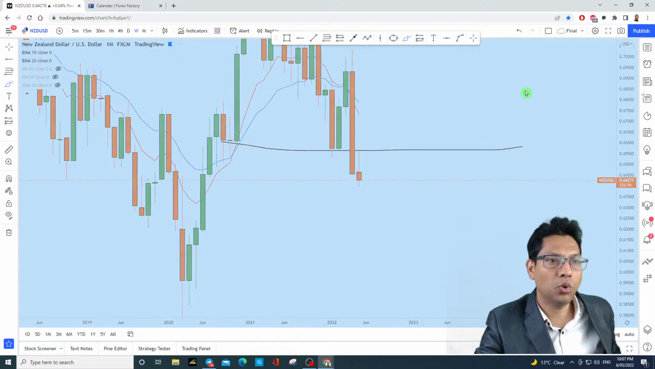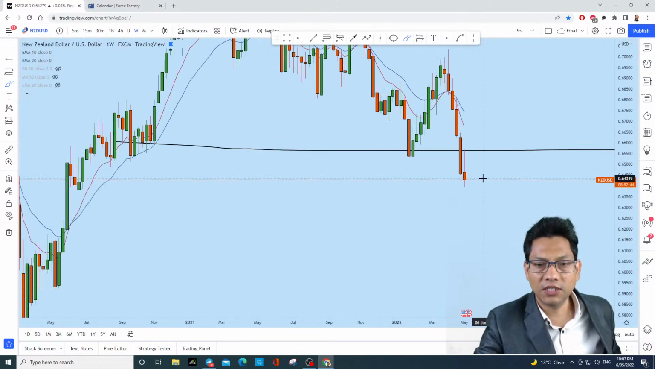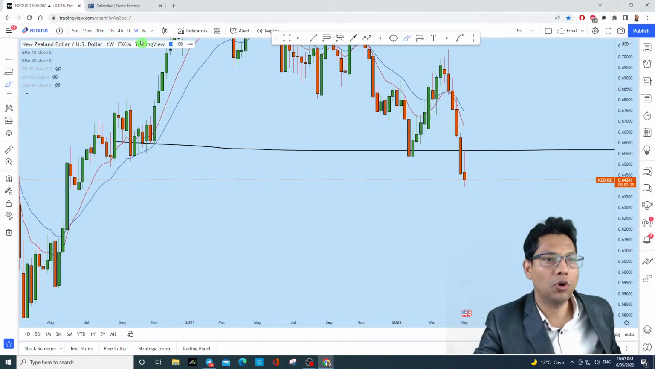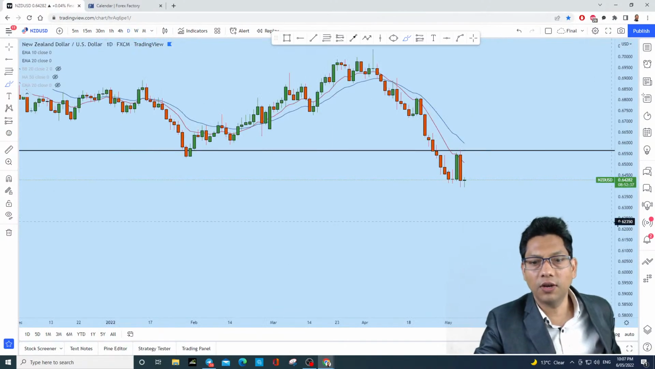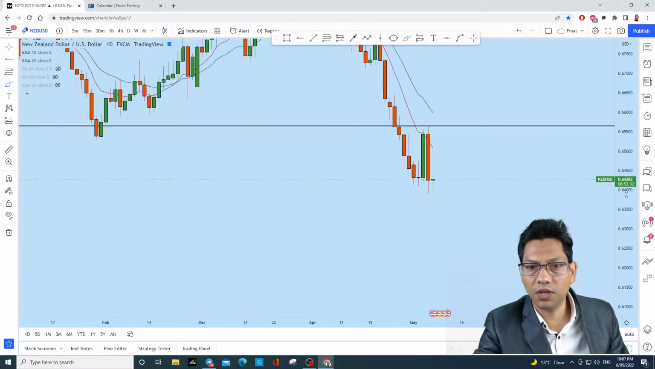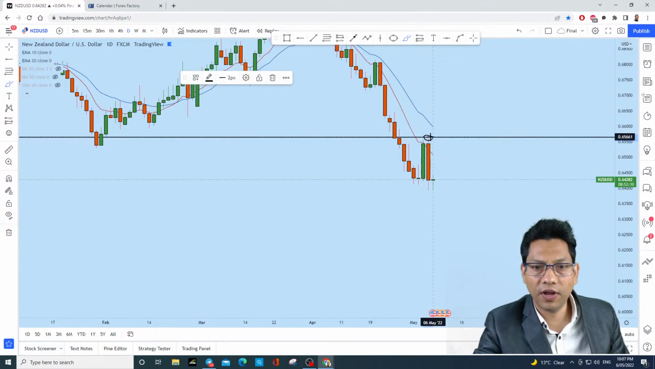So now let's see on the weekly what happened. This is the situation with the weekly. The price went above, tested this support as a resistance, and then dropped. On the daily, we found a nice bearish engulfer here. Okay, we found a nice bearish engulfer.